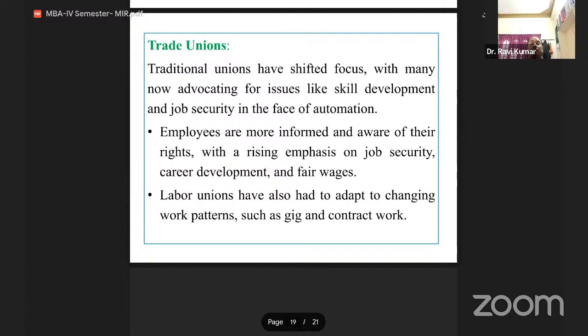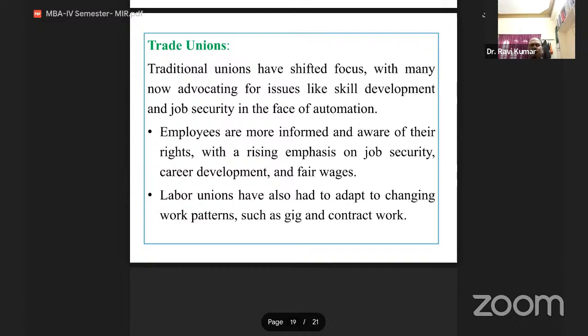So by using advanced technology, technology adoption and robotic culture at the organization level, they are terminating or giving layoffs to the employees in these organizations. That is the reason these trade unions are fighting about job security and skill development. And employees are more informed and aware of their rights, with a rising emphasis on job security, career development, and fair pay.